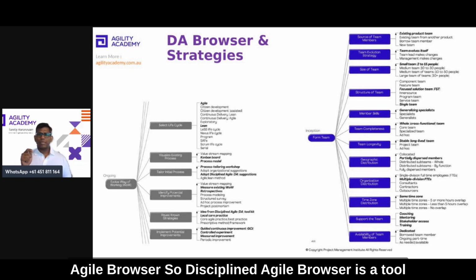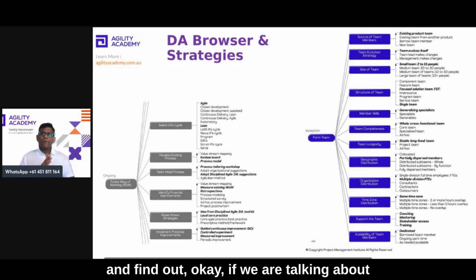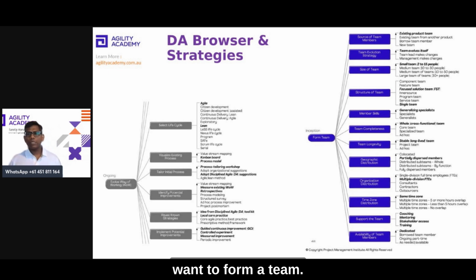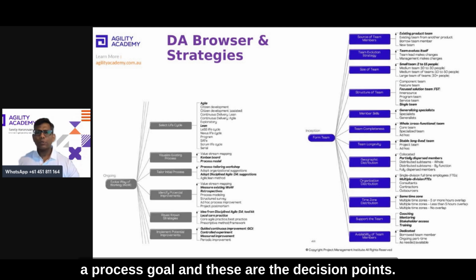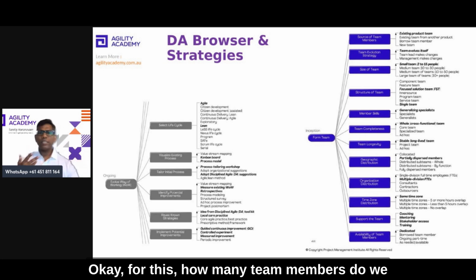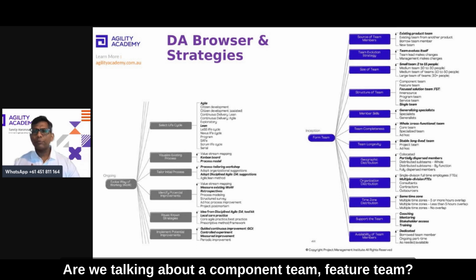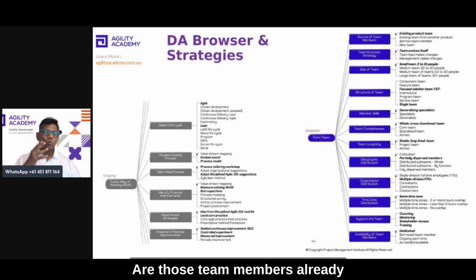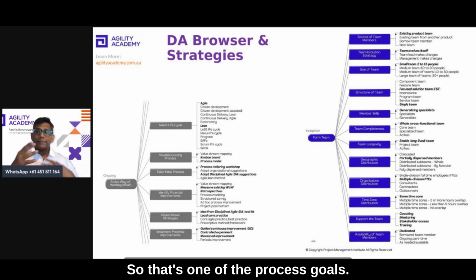The Disciplined Agile Browser is a tool where you'll be looking at different phases and different goals. Okay, if we are talking about forming a team, and you are a Scrum Master who wants to form a team, what things need to be considered? This is called a process goal, and these are the decision points. You'll be looking at the size of the team. How many team members do we require, or what should be the structure of the team? Are we talking about a component team or a feature team? What will be the source of team members? Are those team members already working within the organization, so you are just expecting them to work on something else? So that's one of the process goals.